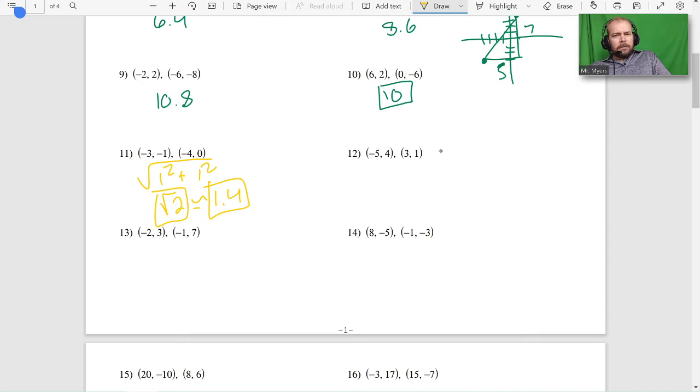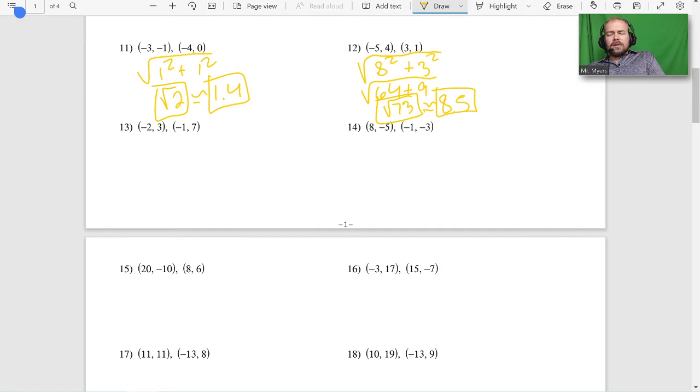And let's do it the same way I was doing it on number 11. So I'm looking at the difference to get the distance. The difference between -5 and 3 is 8. And the difference between 4 and 1 is 3. Okay? So a little bit trickier to do it that way, but I'm not going to do it that way again and again. 64 plus 9 is 73, and I don't think that simplifies. So that would be the answer, unless you wanted to type it in and figure out what that is. I get 8.5, so it's roughly 8.5. So either way, that would be what you would have for that.